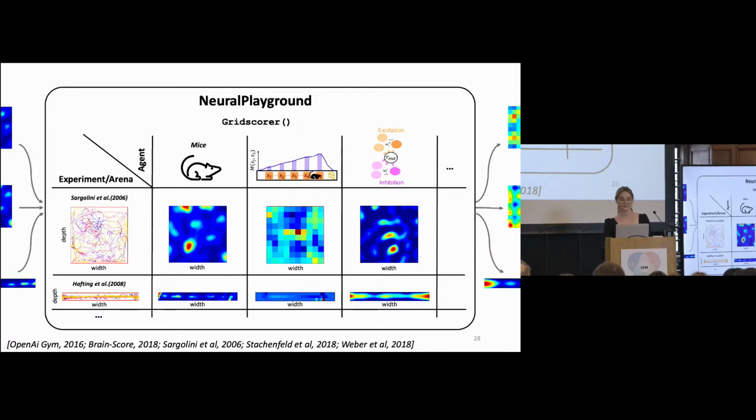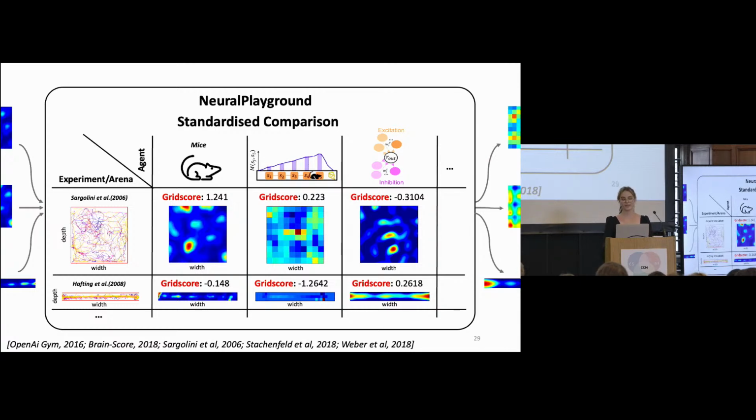To obtain a quantitative measure of the comparison, we also compute the gridness score as defined by Sagolini et al. 2006. This is allowed by the grid score class implemented in our framework. And you can actually also implement any other relevant score or metric that you would like as a new class inside the framework.